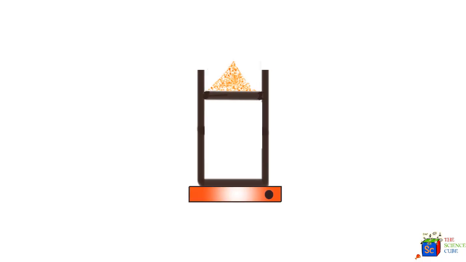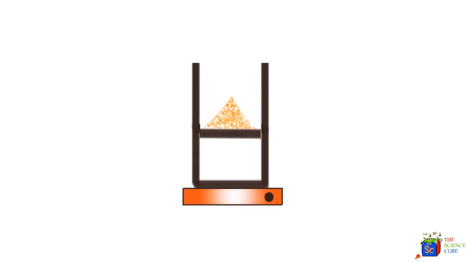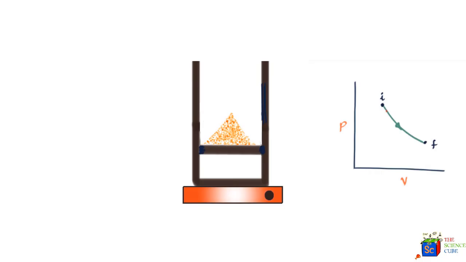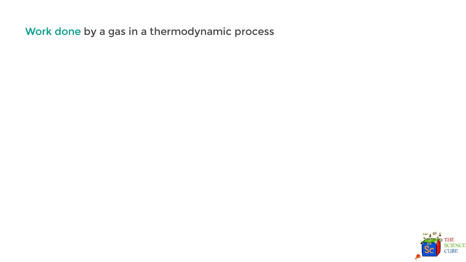And you can also note that this is a reversible process, so you can put the grains back and the piston goes down again and restores the volume and pressure. So you can go down and then up again on this graph. Now let's go ahead and calculate what is the work done by a gas in a thermodynamic process where the gas expands and pushes the piston up, thereby doing positive work.